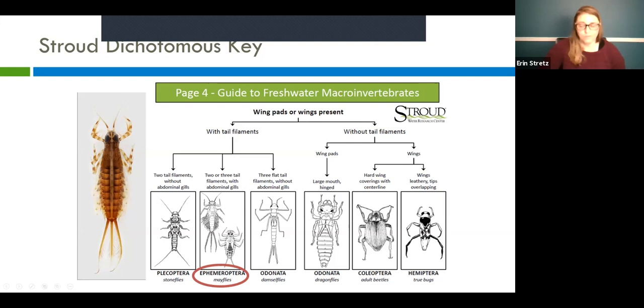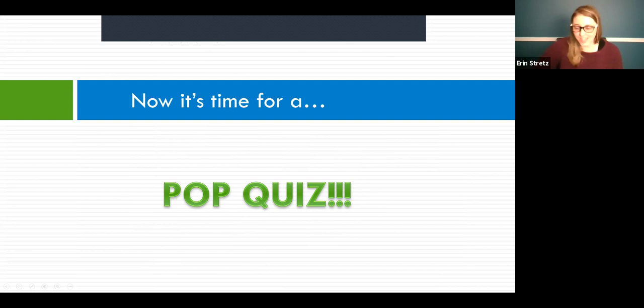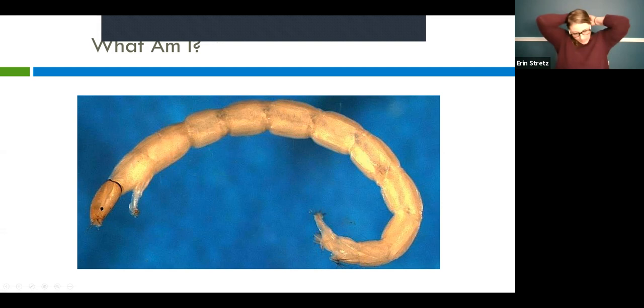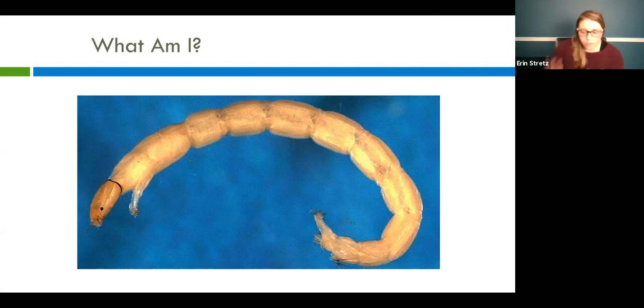All right. Pop quiz, just kidding. It's more like practice. So I think that if you have the key in front of you, take a look and work through it. I'll give you like 30 seconds to a minute to look at that key, start from page 1, go through the questions, and let's see if we can identify what this is.